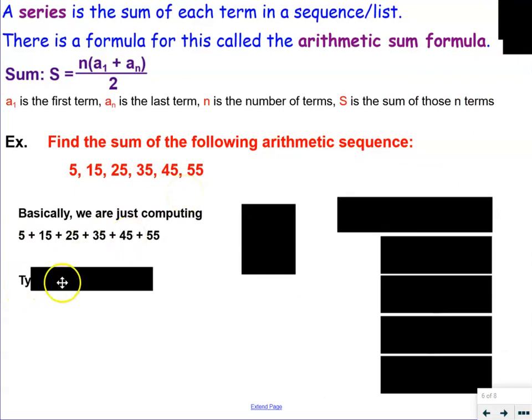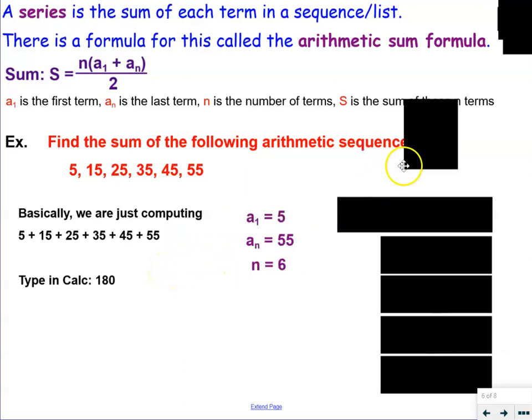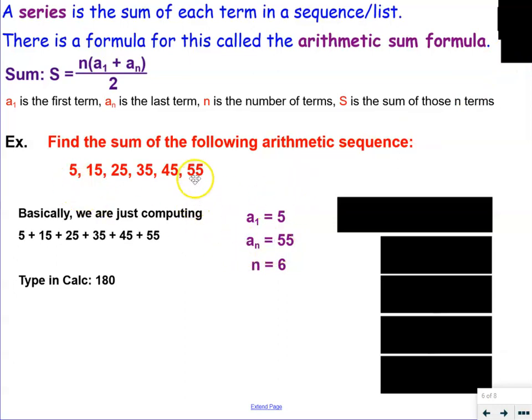You could type it in a calculator and get 180 pretty fast. But it's not going to be this easy. There could be 50 terms in here, could be 100 terms in there. I've done 1,000 terms in a single problem before. You're not going to type 1,000 numbers in the calculator. You're going to use the formula. It's a lot faster. So here's what we know. The first term is 5. The last term is 55. And the number of terms, 1, 2, 3, 4, 5, 6. There's 6 terms. That's all you need to use this formula.